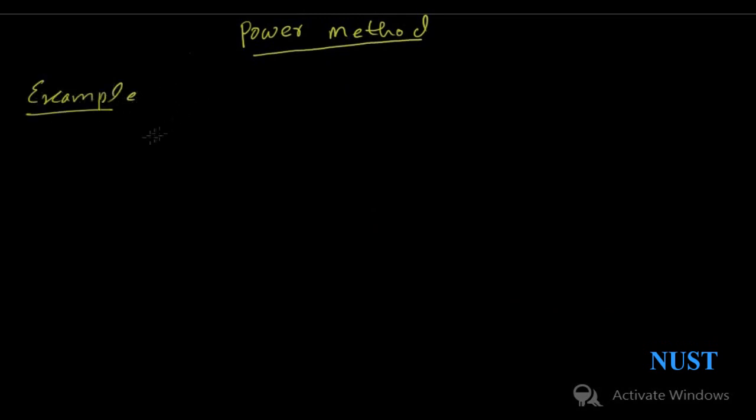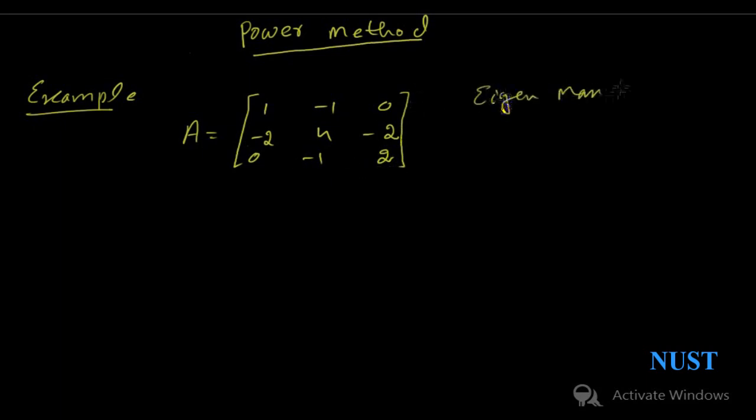Thank you, sir, for sharing this nice information. So let's see an example now. If A is the matrix of a linear system, find the maximum eigenvalue and its vector.